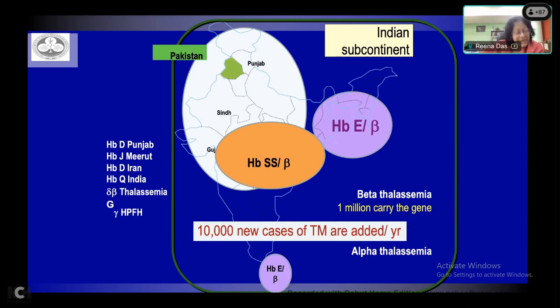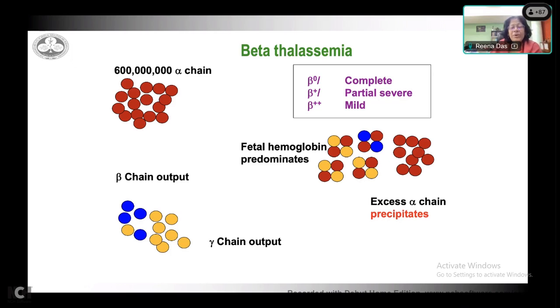We know that about 10,000 new cases of thalassemia major are added every year in India, and this is only a rough population estimate. We really don't know the real estimate at the moment. Now, in beta thalassemia, I told you that you will have fewer beta chains, and the gamma chain production, which should normally stop when the child is born, continues. So whatever little hemoglobin is formed is actually fetal hemoglobin.